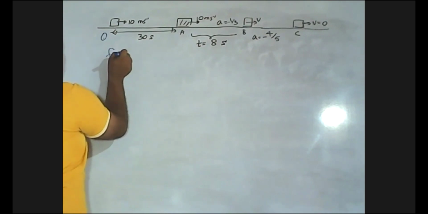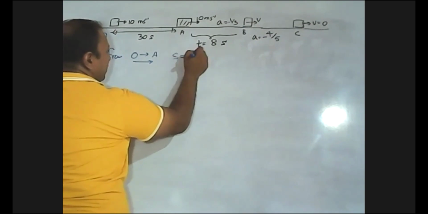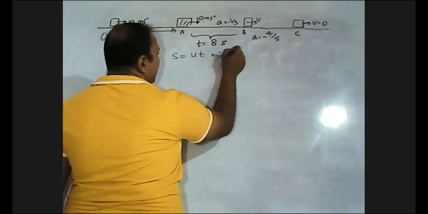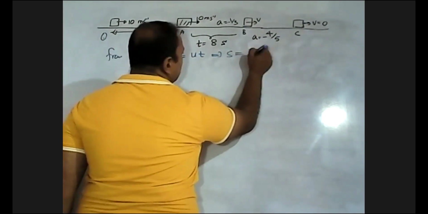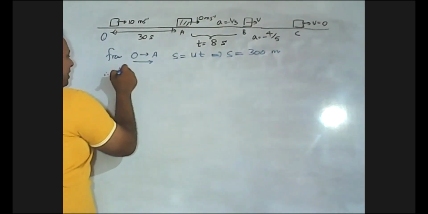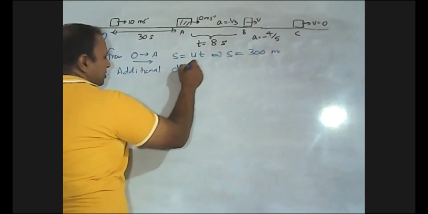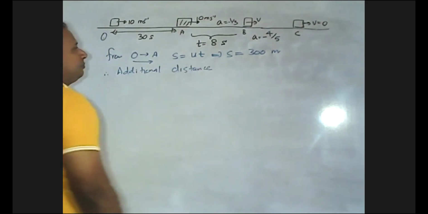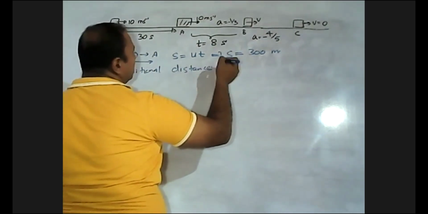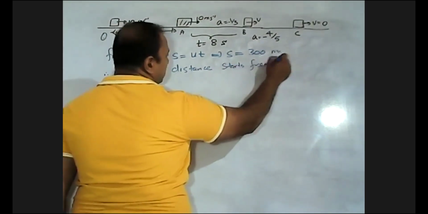From O to A is equal UT. Therefore, it is equal to 300 meters. Therefore, the additional distance starts from A.